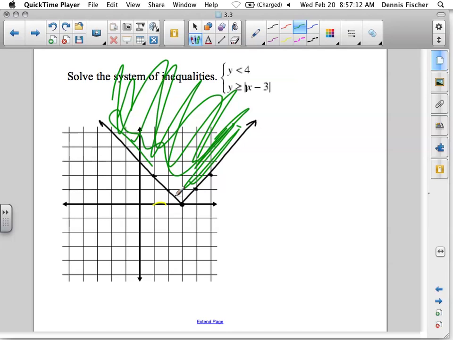I asked the question once, when I had that little V, and I asked about the point above, and no, it doesn't work. It goes on forever. It's not just that little area. Okay, second equation, or the first equation in there, y is less than 4.